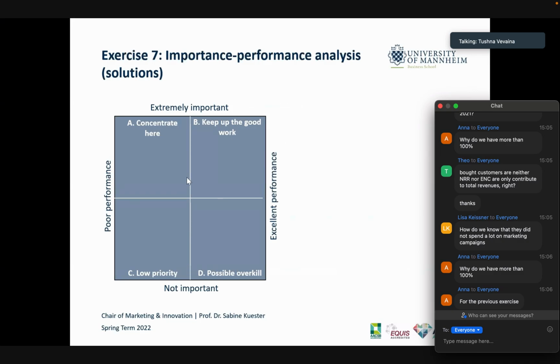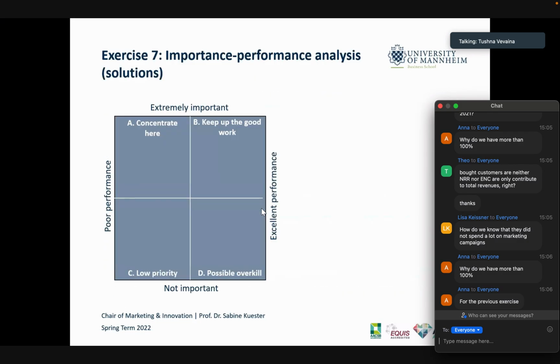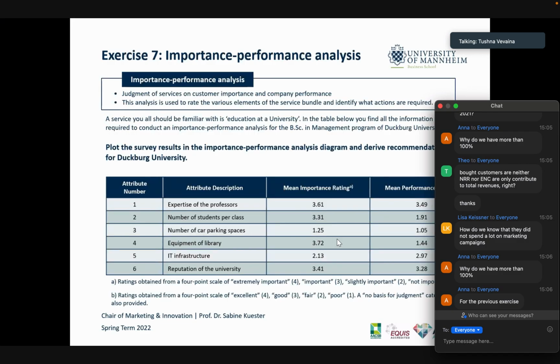I hope all of you have plotted the attributes properly, but I'm going to show you how we plotted the attributes. For example, we have 1 and 6, which is our reputation and expertise of professors, in keeping up the good work. As part of concentrate here, we see that these are important attributes, but they are performing poorly.